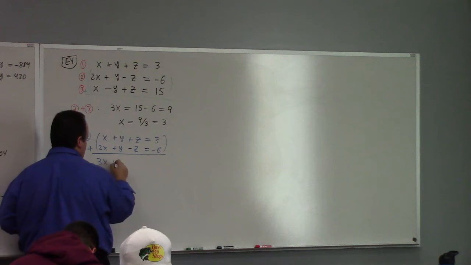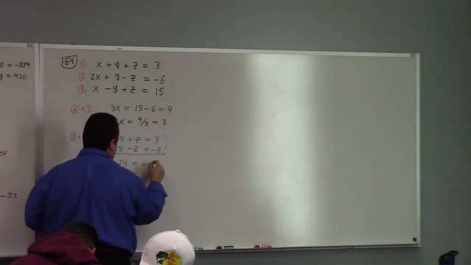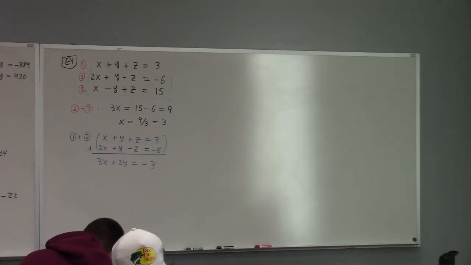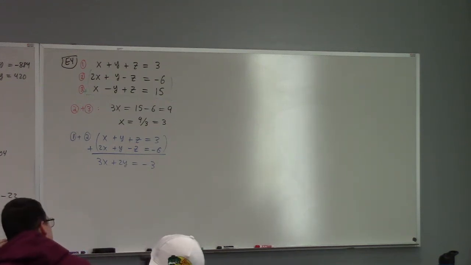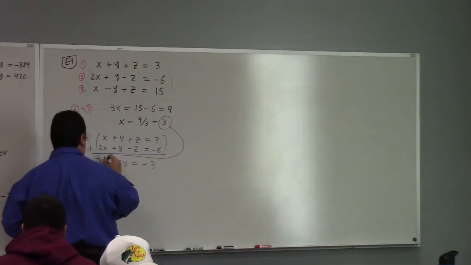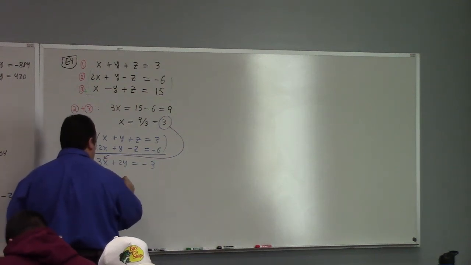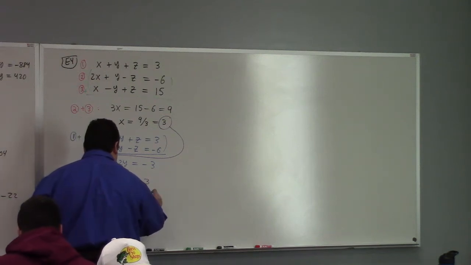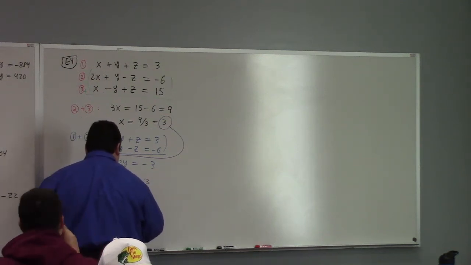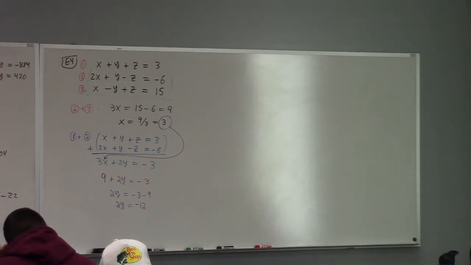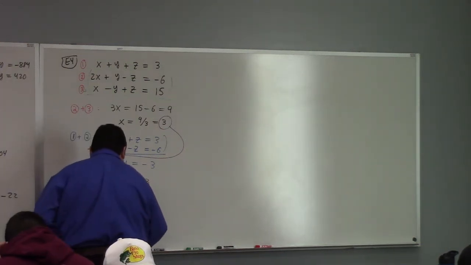So 3x plus 2y equals minus 3, right? Now what do I do? Well, now I've eliminated z, right? We already know x is 3, so we can plug that in here. And that gets us 9 plus 2y equals minus 3, which gets us 2y equals minus 3 minus 9, which is 2y equals minus 12. So y equals minus 6.